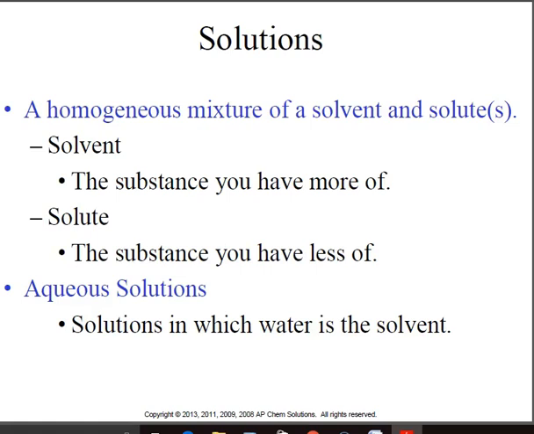So to start off, let's just talk about solutions in general. So a solution is a homogeneous mixture of a solvent and a solute. A solvent is the one that you have more of, and the solute is the one that you have less of.